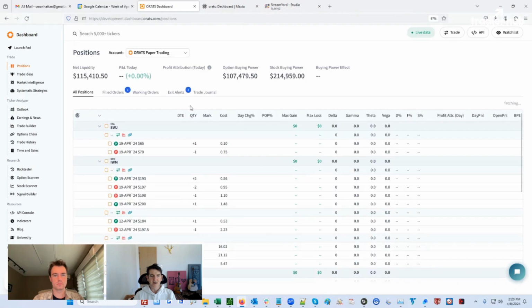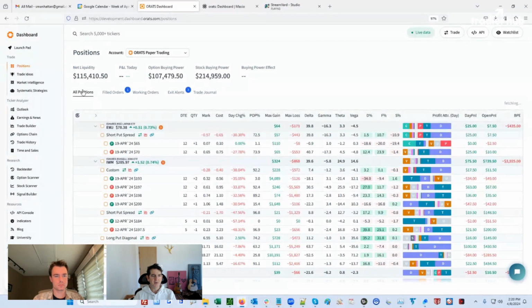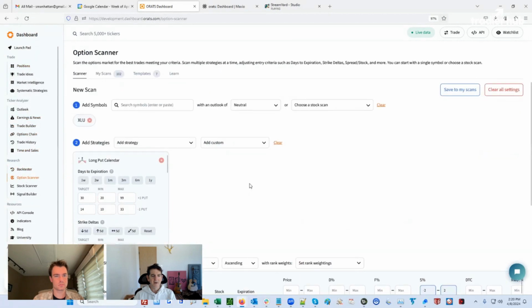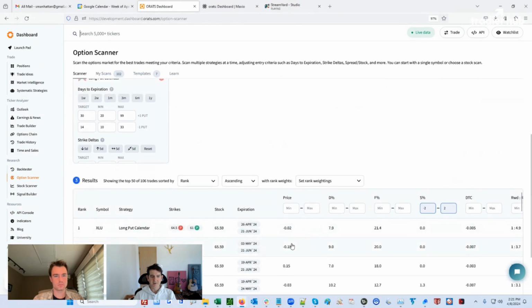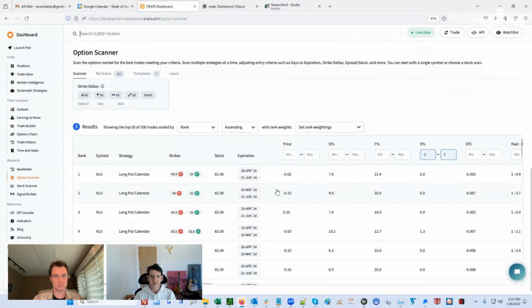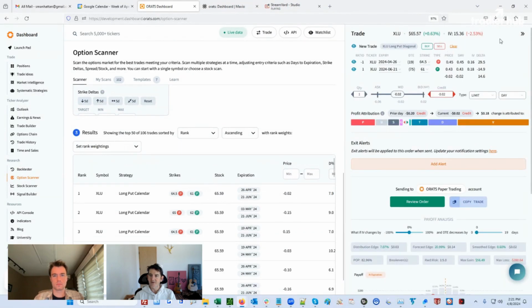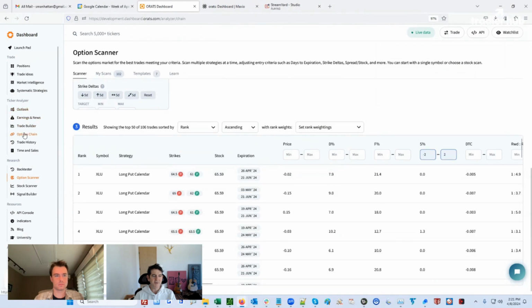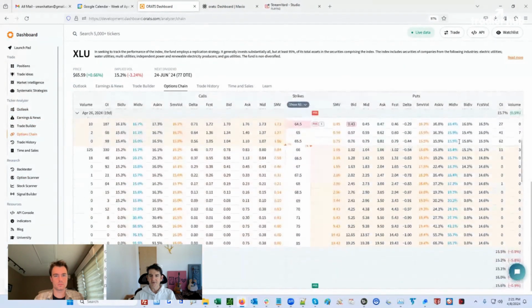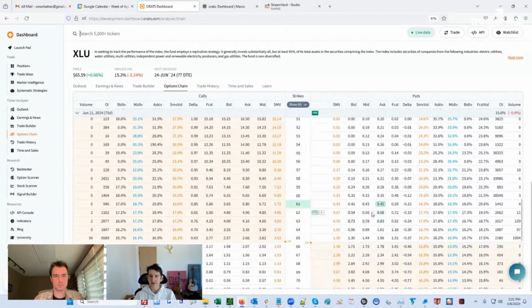So what I'd like to do now, I promise you, is go back to the scanner and look at, since we traded it, it went off the top here. So we could look at this other one. It's closely related: buying June, selling April. What we could do now is look at the structure of this trade. I could go to the option chain, and you can see where you're selling this one and where you're buying this particular one.